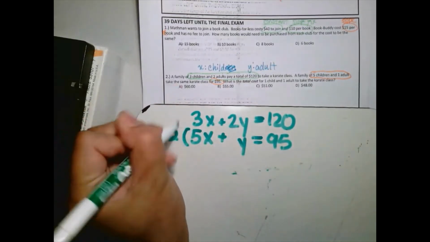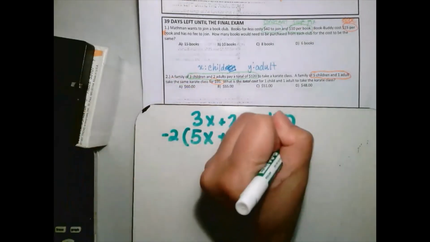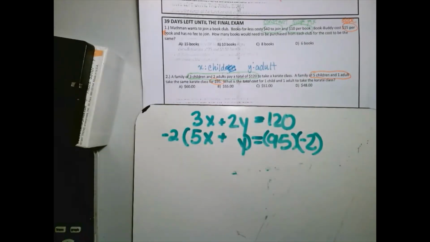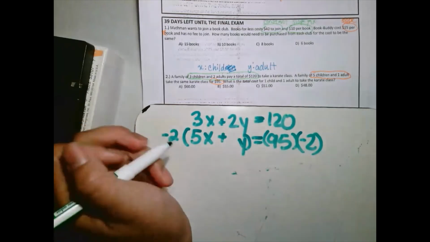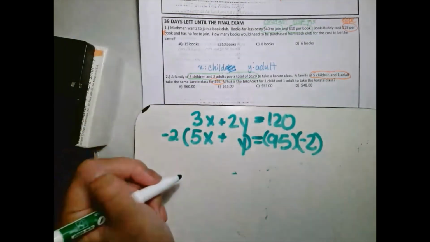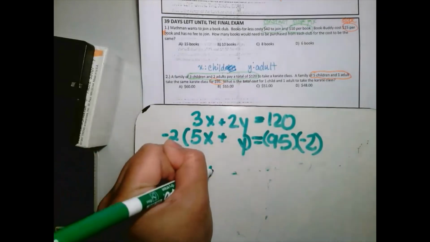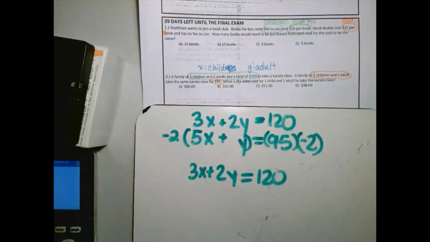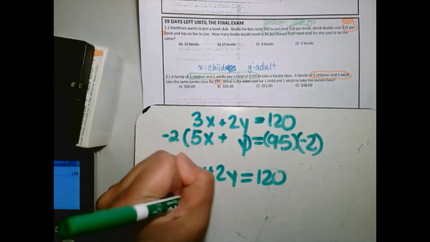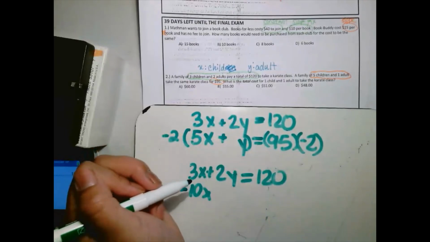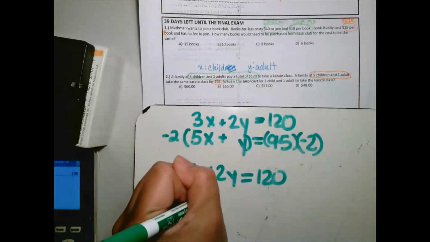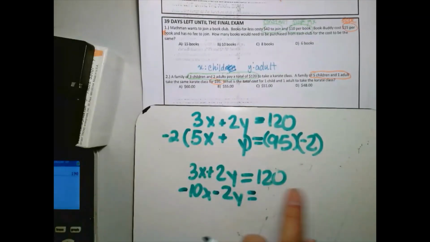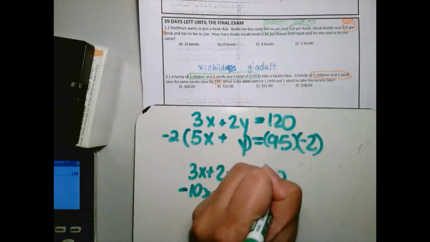So I multiply everything on the bottom by negative 2. The first one still stays the same: 3x plus 2y equals 120. And then for the next one, it's negative 10x, because negative 2 times 5x is negative 10x. And then negative 2 times y is negative 2y. I can already see that these are going to cancel out if I add them. And then 95 times negative 2 is negative 190.